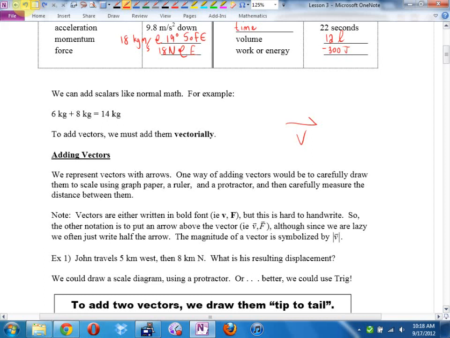Those of you that take physics next year, you'll do this a lot more, but the magnitude is symbolized by that. Hey, from math, what do those two vertical bars mean? Absolute value. Actually, what you were doing when you did that is you were saying, what's the magnitude of the number? Who cares about the sign or the direction? See? So we use that same thing in physics.